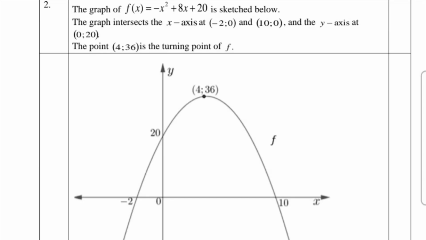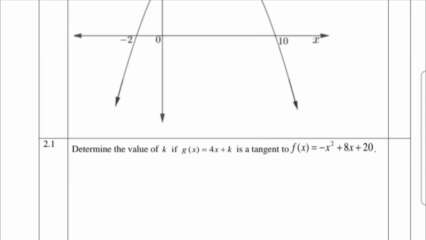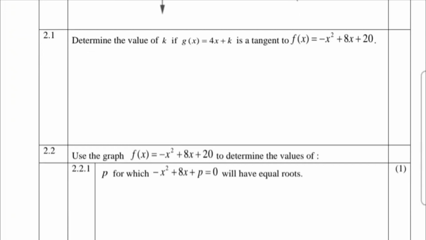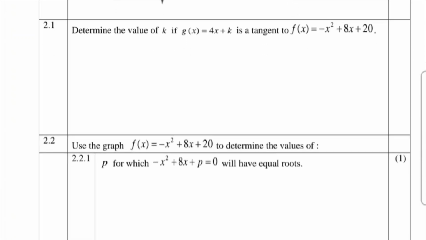Now it says determine the value of k if g of x is equal to 4x plus k is a tangent to this graph of f of x. Now let's just make use of a bit of knowledge from Euclidean. And we know that if we have a tangent line, a tangent is a line that would touch this graph at one distinct point.